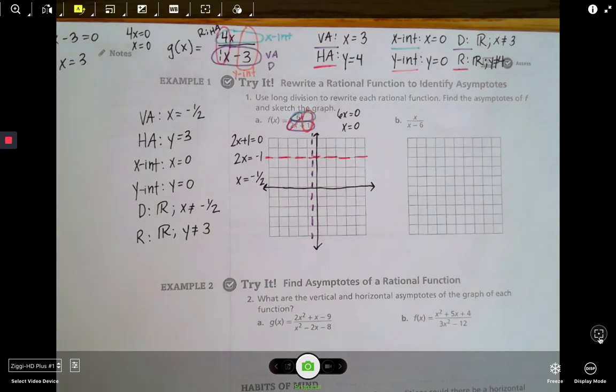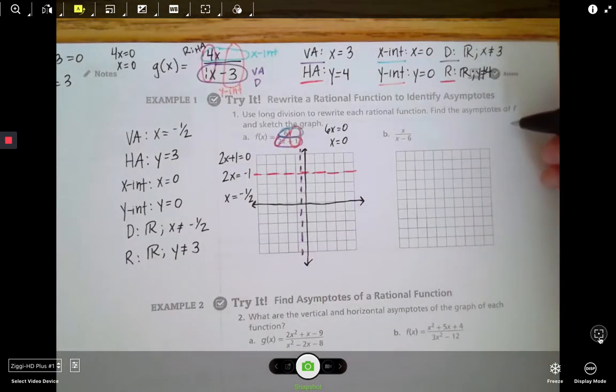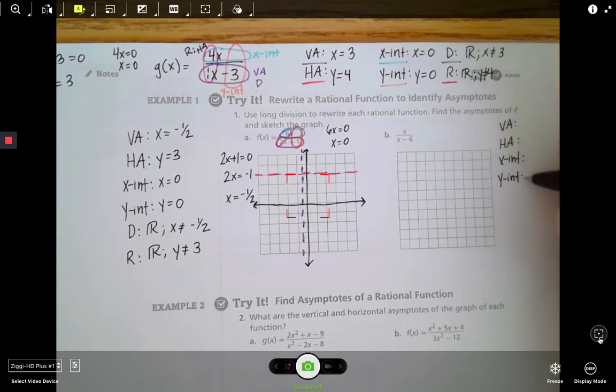Is everybody caught up on A? All right, now let's do the same for B. I'm going to go ahead and write out vertical asymptote, horizontal asymptote, x-intercept, y-intercept, domain, and range.